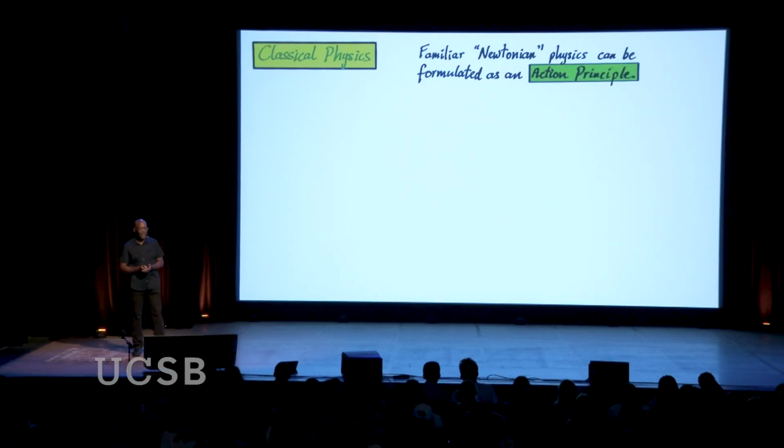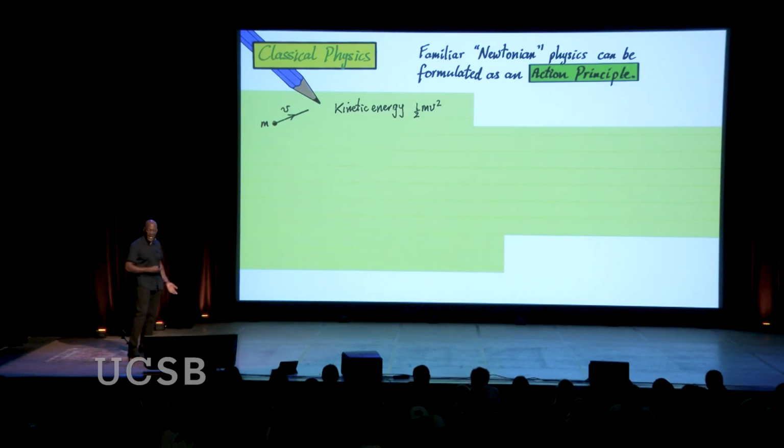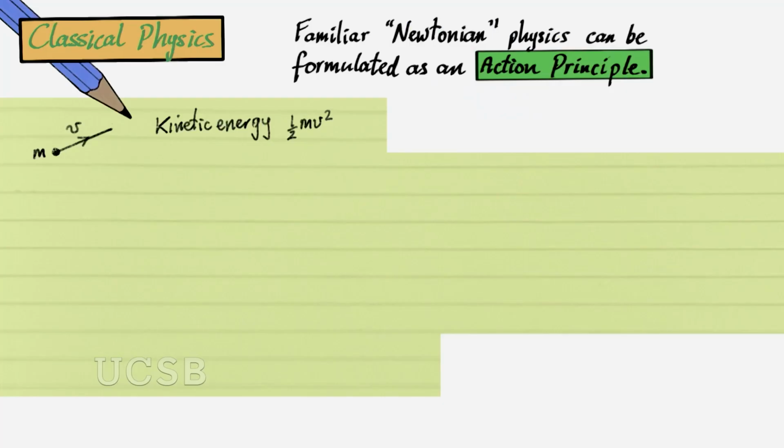Those rules you know, and I'm going to tell you them in a different way. So Newton's laws of motion can be formulated in a different way, something called an action principle. How does that work? Well, you have an object moving along with some velocity, and it has some mass. You know it has some energy associated with it.